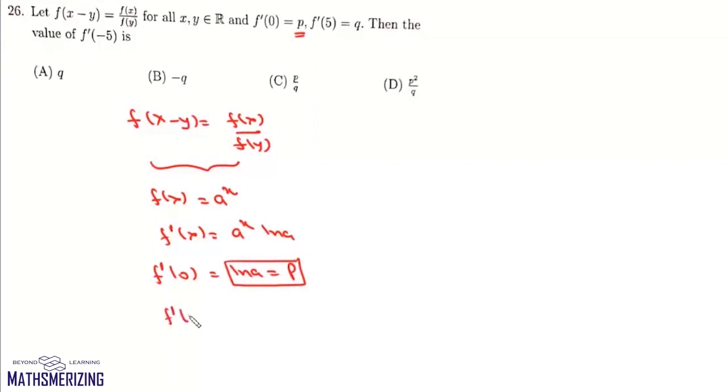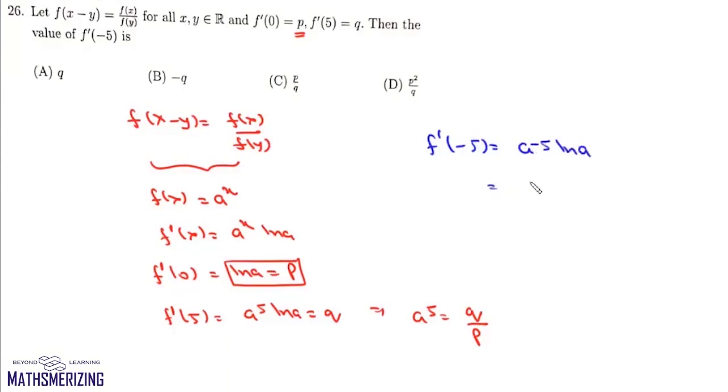Now if we find f'(5), it will be a^5 log a, and it is q. Now log a is p. So from here we can write a^5 equals q by p. Now we need to find the value of f'(-5). Now f'(-5) will be a^(-5) into log a. Now 1 upon a^5 will be p by q, and log a is simply p. So this value will be p square by q, and that's your option D.